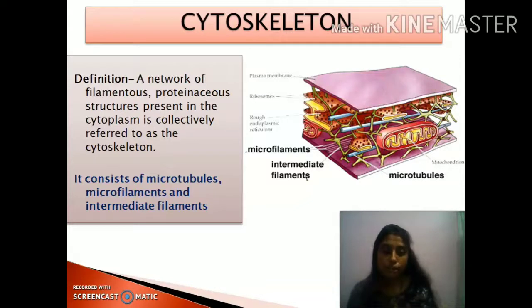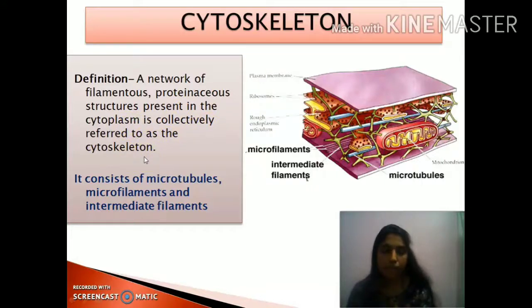The exact function is performed by the cytoskeleton within the cell. That is, the skeleton or the structural network or the framework which is present inside the cell is termed as the cytoskeleton. Let's just see how it is defined. A network of filamentous proteinaceous structures present in the cytoplasm is collectively referred to as cytoskeleton.